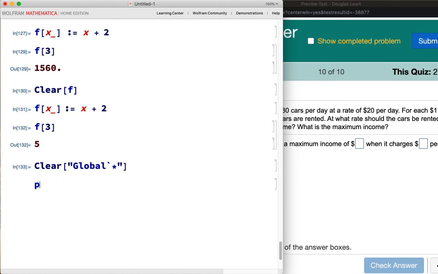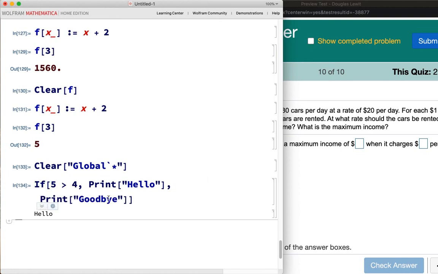Okay, so what is an if statement? You guys should know this. If 5 is bigger than 4, print hello. Otherwise, print goodbye. So, I mean, everyone knows the answer. 5 is bigger than 4, so print hello. That's kind of small, right? That's a small, tiny hello. Okay, but I could make that bigger, but don't worry about it.